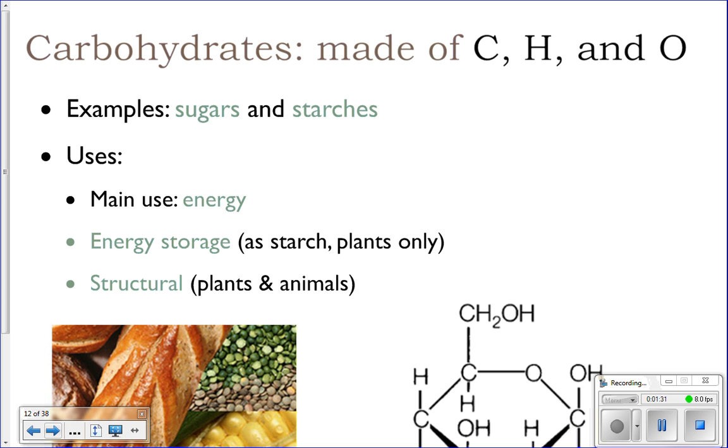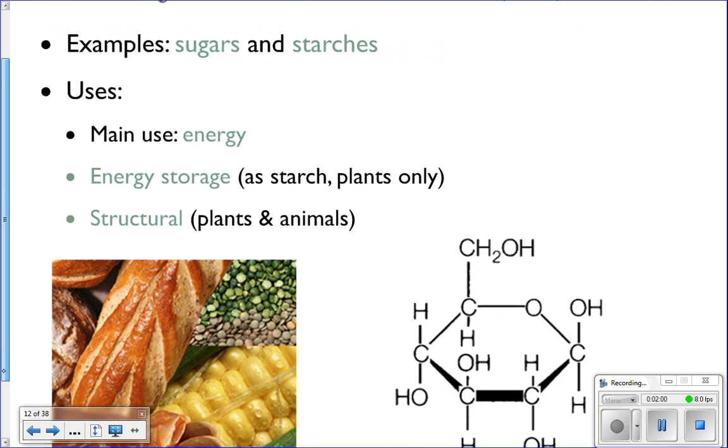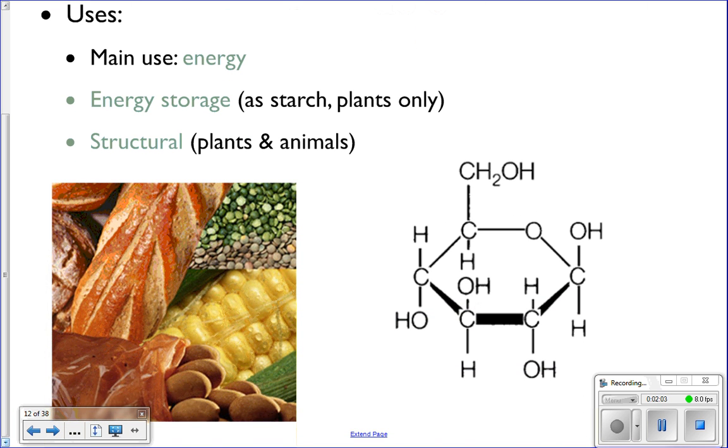You also get energy stored in the form of a carbohydrate, particularly starch. Plants are the only ones that actually store carbohydrates in the form of starch. A potato is full of carbohydrates, stored as big long chains of glucose as starch. So plants will store energy as starch. Carbohydrates are also structural for both plants and animals. They get stuck into the cell membranes, so they're part of the structure of the animal or plant as well. But mainly it's used for energy.